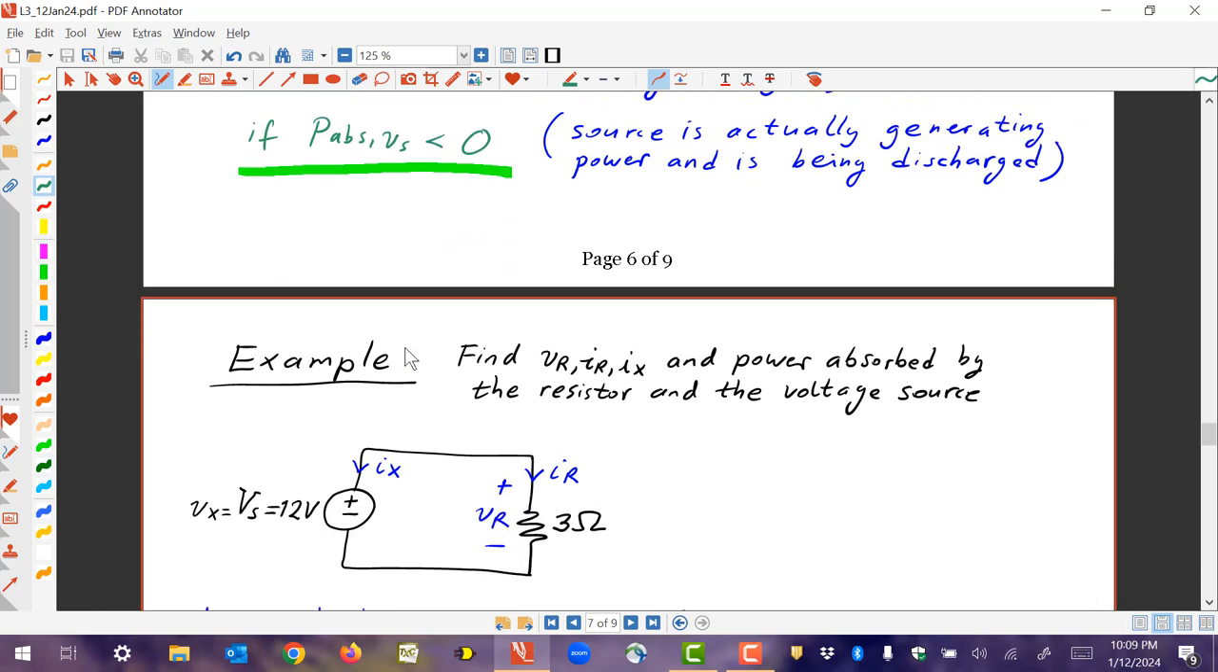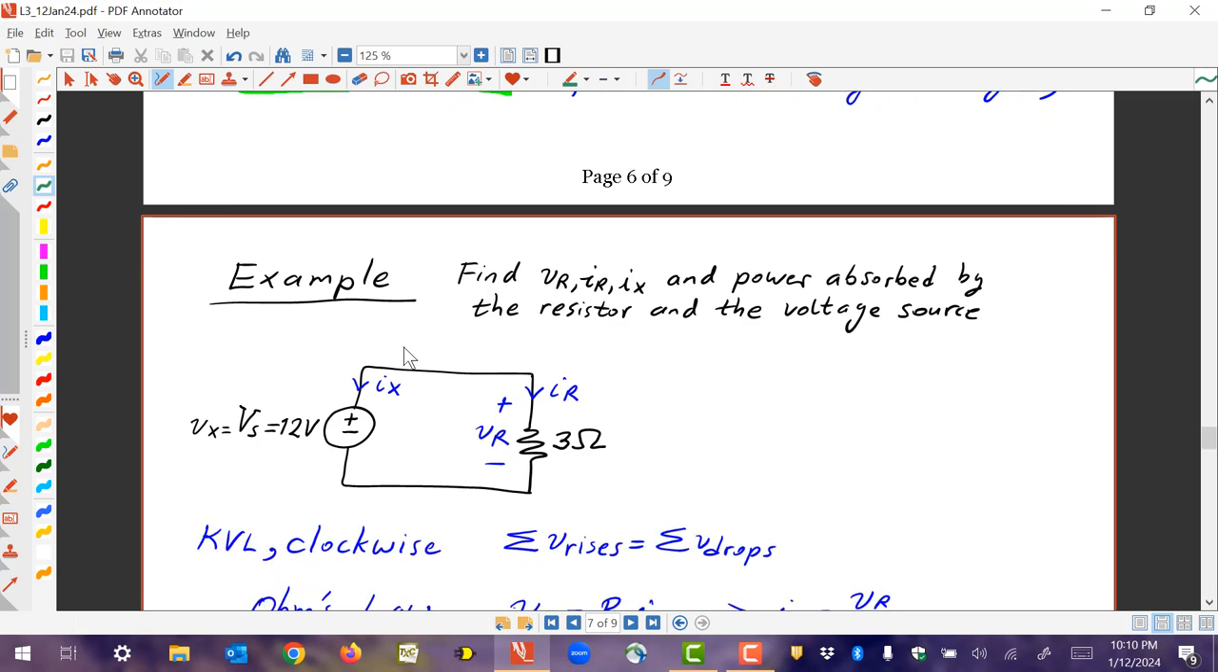And let's look at the circuit, right? So here's a circuit. Now we have two elements, and we have one loop, if you want to think about it. And we have a voltage source, right? And I marked the Vx, Ix for the voltage source, as shown. And then we have a resistor. And I marked the quote-unquote Vx, Ix for the resistor, but I didn't put X, I put R, right? Vr, Ir. And the question says, find the voltage Vr, find the current Ir and Ix, and the power absorbed by the resistor and the voltage source. Okay, let's just do it.